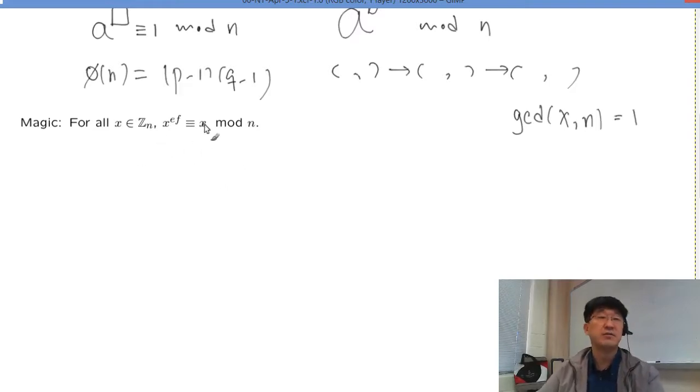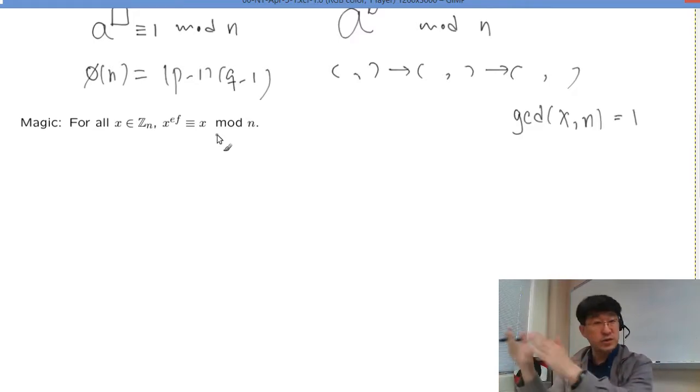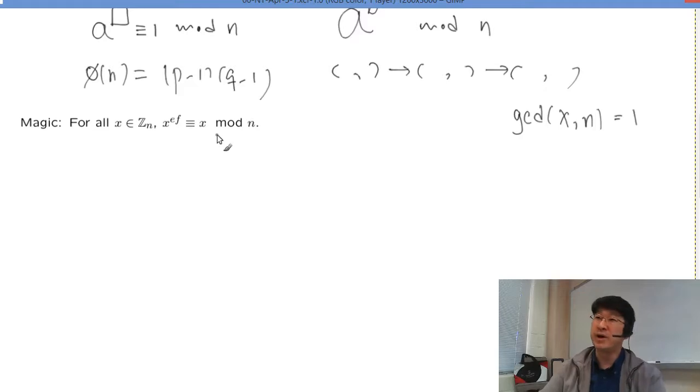But what does it say here? There's no star in here. No matter what, it's going to work. So when Alice chooses a message, you don't have to think about being relatively prime to n. Just choose anything, raise it to the e to the f, and you will get this one back. So that's magic, right? That's magic.